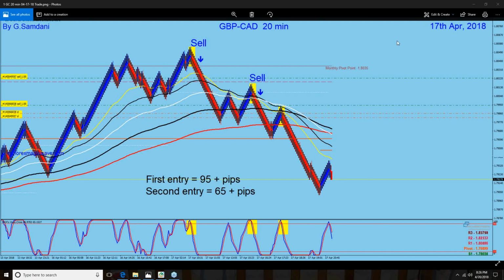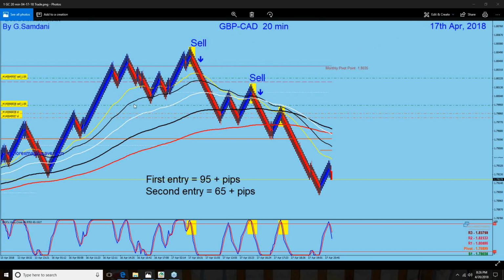So no setup, no trade. On the 17th, a lot of setups and a lot of trades. So let's get started. The first one is Pound CAD. You can see here, this was a setup and the level, a big weekly level, which I teach in my webinars, how to get those levels and watch them for the setup.